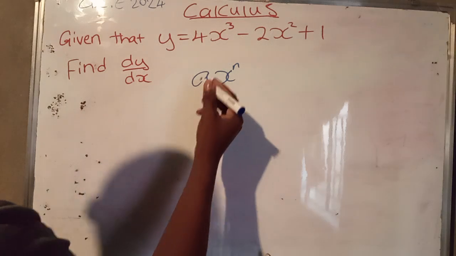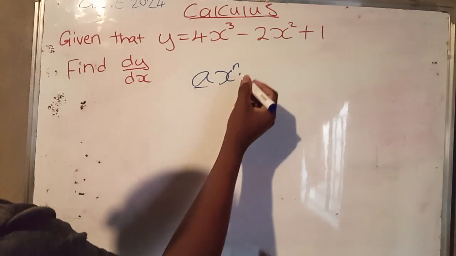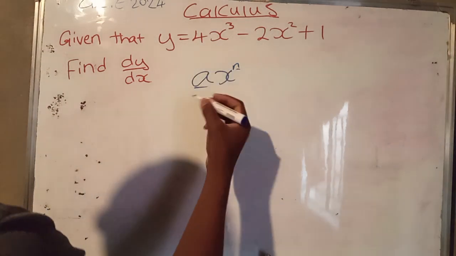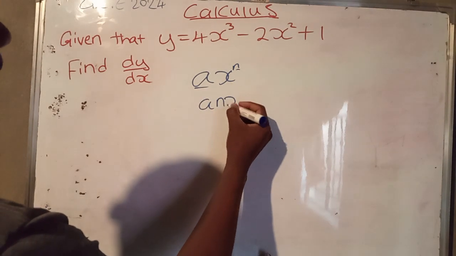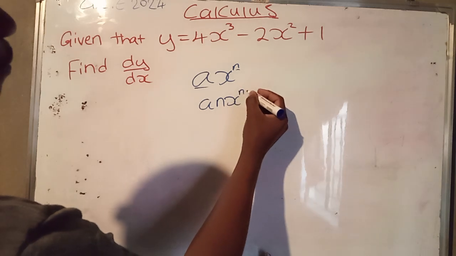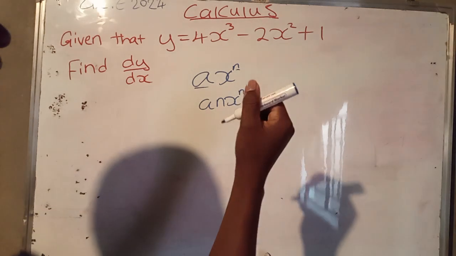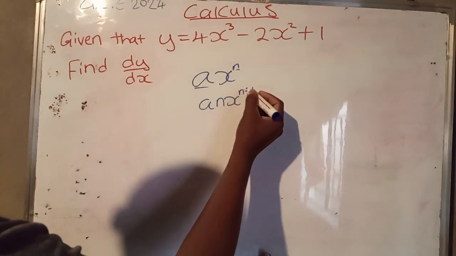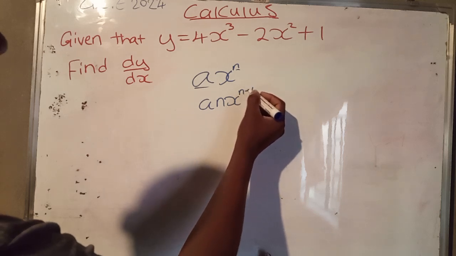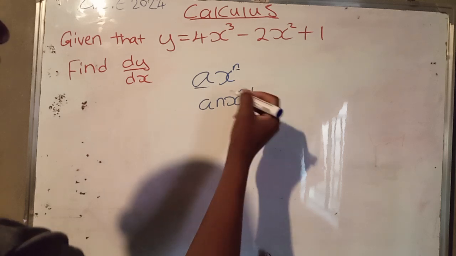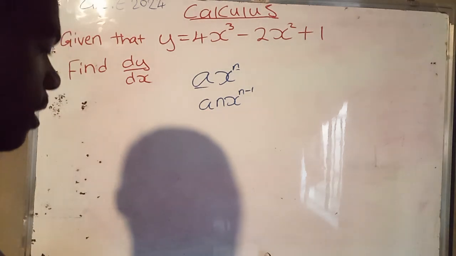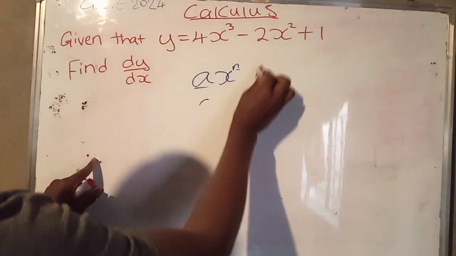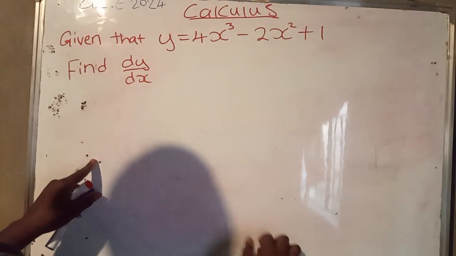So how do you differentiate? You take the coefficient multiplied by the power. So a multiplied by n, you are going to have anx. Then you just remove a 1 from this power. The answer that you get after subtracting a 1 from the power is your final answer. That's your dy dx. So with this example, let us solve the actual question.